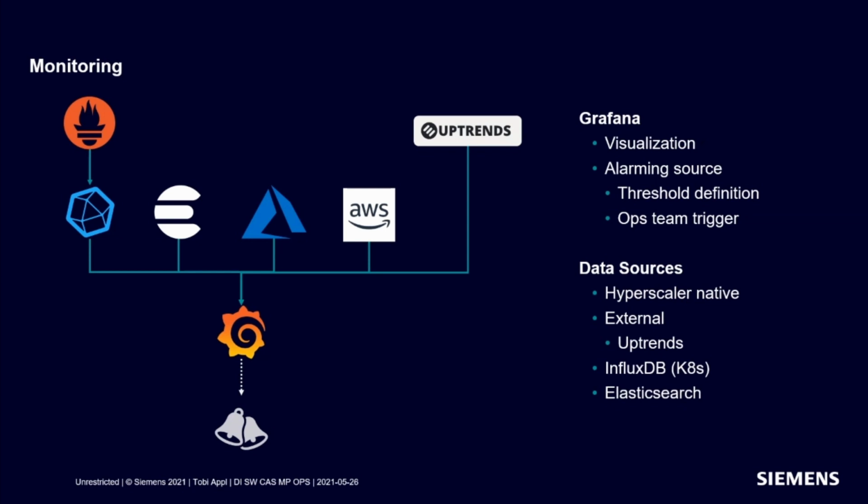We additionally use a tool called Uptrends, that's just for availability checks. Uptrends allows you to call your web interface from all around the world and see if it's available, which helps us a lot because we have customers all around the globe.